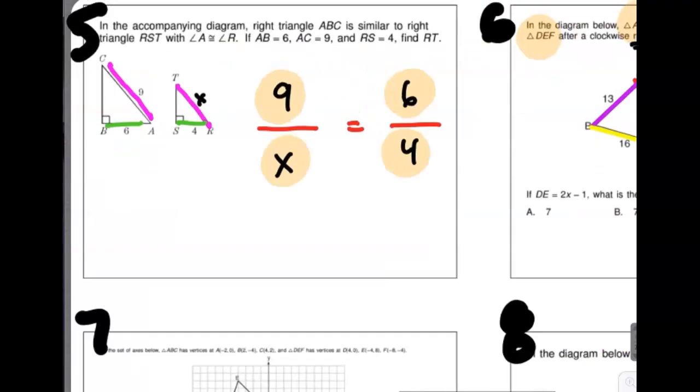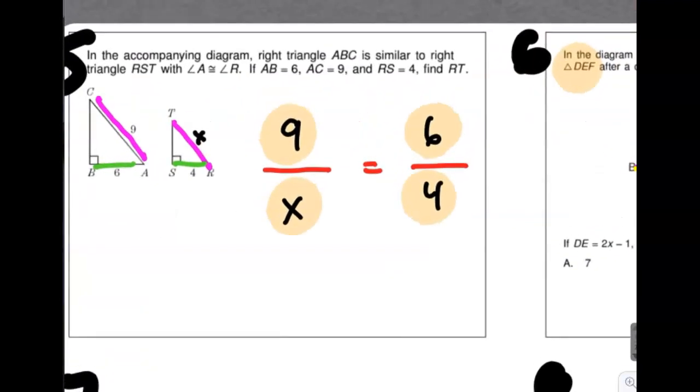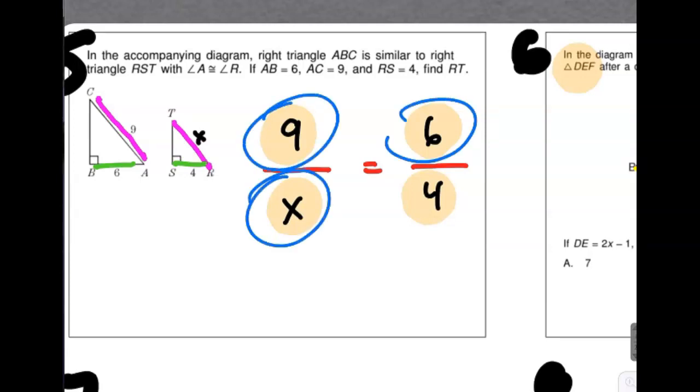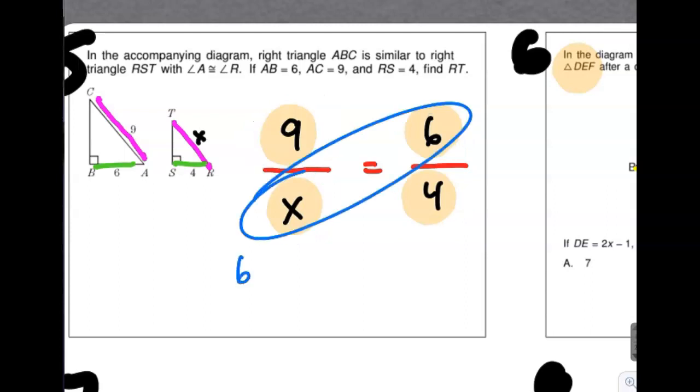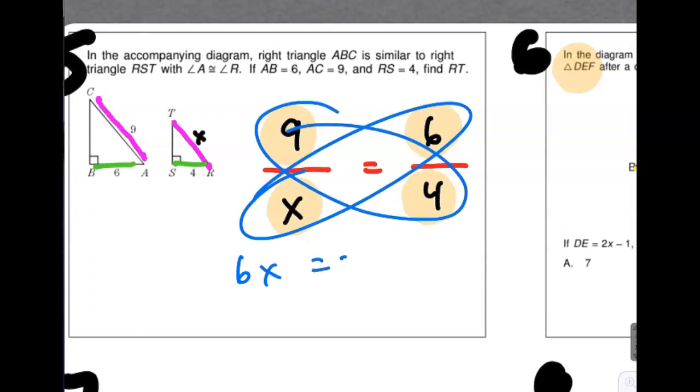Number 5. You can see how I matched up the corresponding sides, and I ended up going big pink over little pink, big green over little green. And then I cross multiply and I get 6x equals 36. So x is 6.